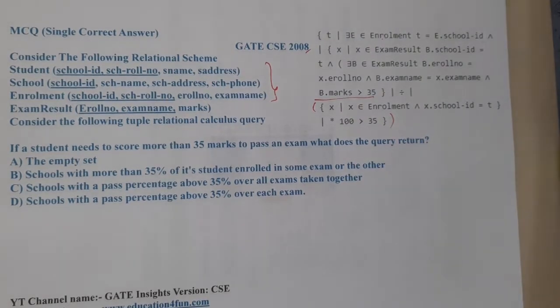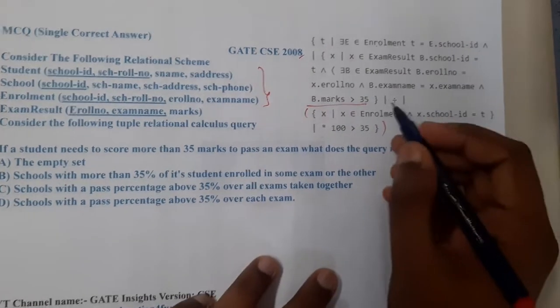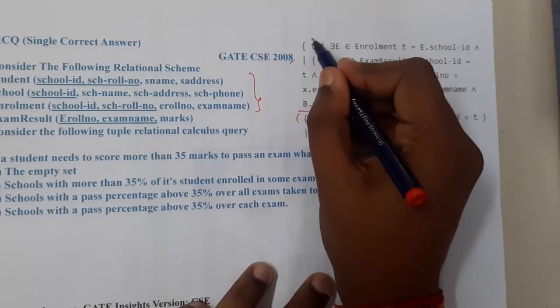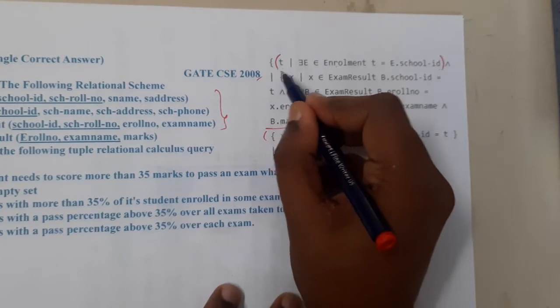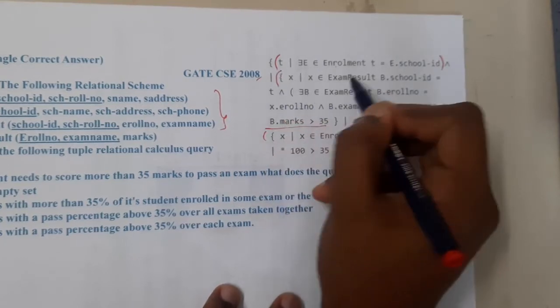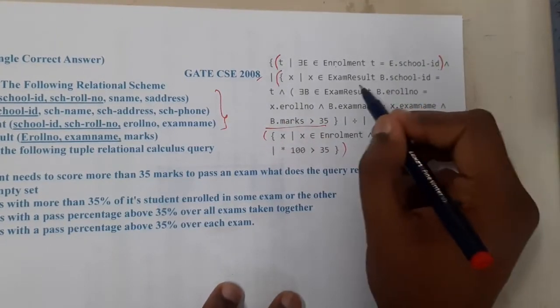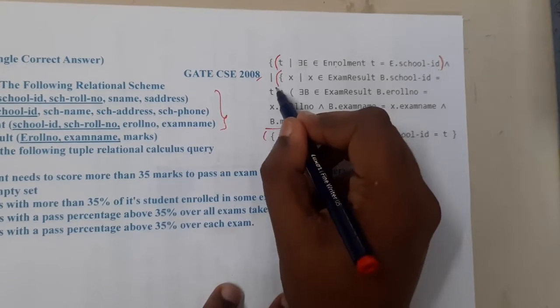Let us first break this into multiple pieces. This is our first AND. After that this part has started. So where is the other AND operation? Here is the other AND operation.